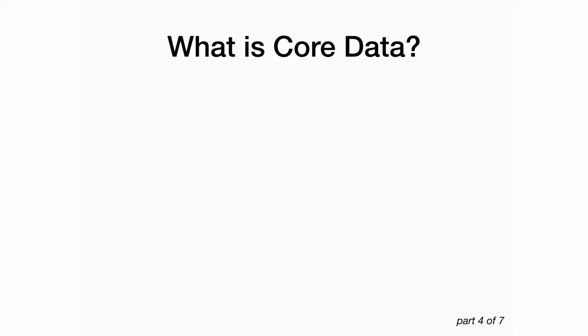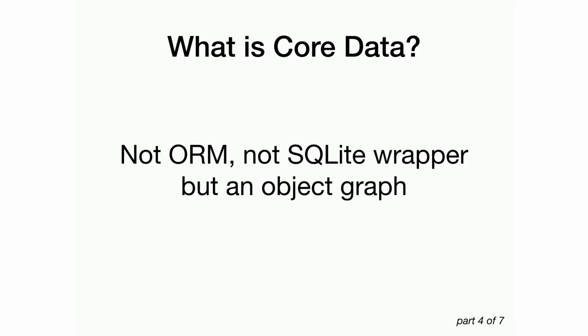First of all, the easiest one. What is Core Data? Everybody knows. It's not an ORM, it's not a SQLite wrapper, it's an object graph which is supposed to be persisted on disk. Can be persisted, but not necessarily. And this is actually an important nuance because Core Data is supposed to be not only the persistent layer between app launches, but also the entire model layer in runtime.